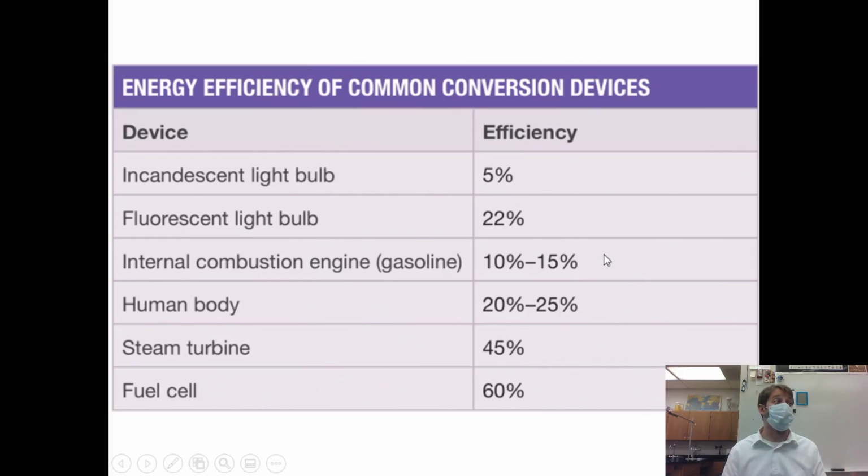Okay, that's very inefficient. Your human body, inefficient as well. 100% of the energy comes in as food. Only about 20 to 25% is actually used to do useful work. The rest is lost to heat. Okay, we have body heat. That is actually loss of energy.